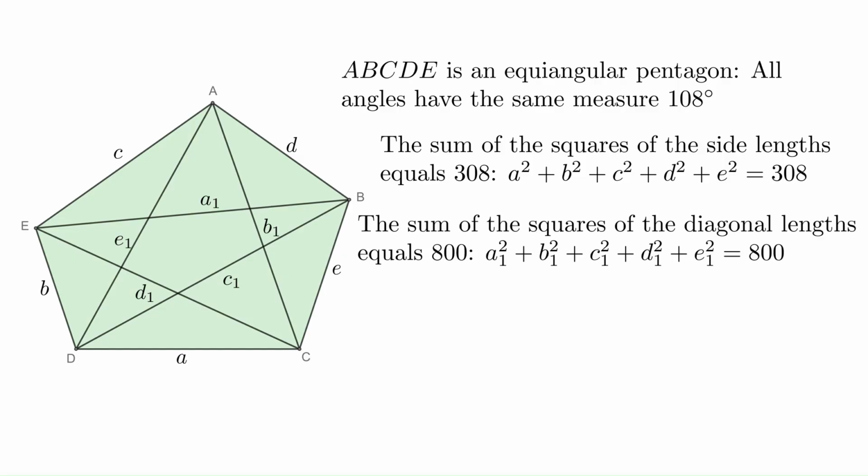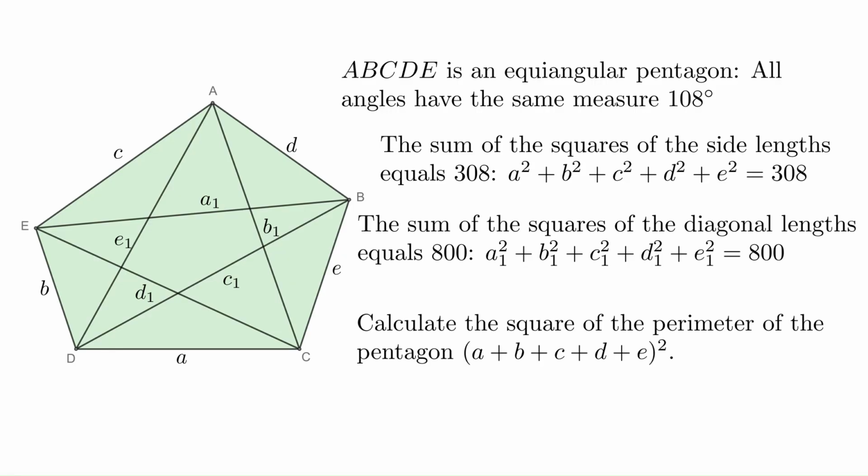Its five diagonals have lengths A1, B1, C1, D1, and E1. The sum of their squares equals 800. Question: what is the square of the perimeter of the pentagon?